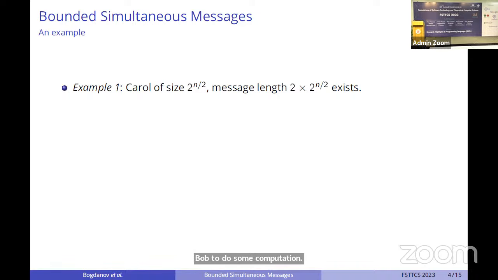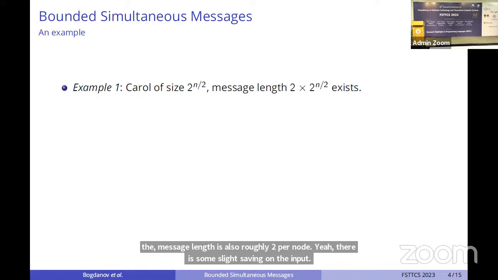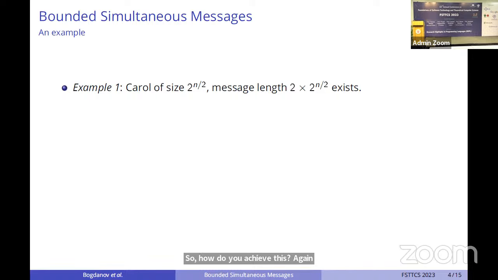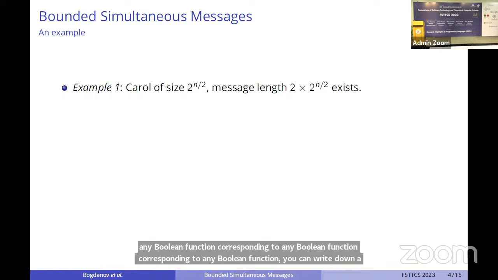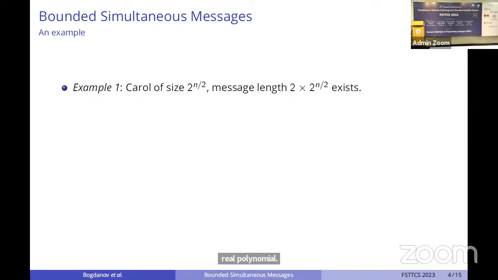Remember that Alice and Bob can do whatever they want, but only on their own inputs. So there is a protocol where Carol is of size 2 power n over 2, and the message length is also roughly 2 power n over 2. There is some slight saving on the input. So how do you achieve this? Again, if you recall the talk given by Swagato yesterday, where he said that corresponding to any Boolean function, you can write down a real multilinear polynomial, in fact a unique multilinear real polynomial computing the function.